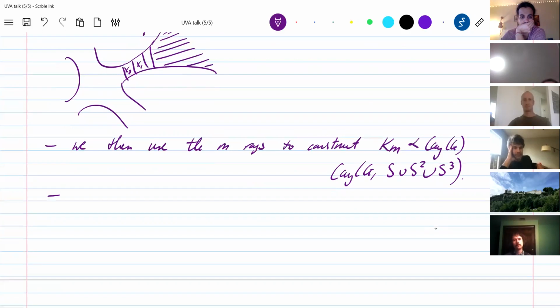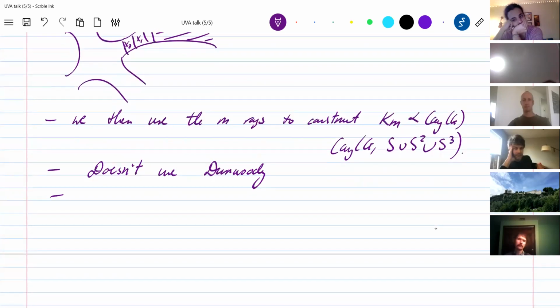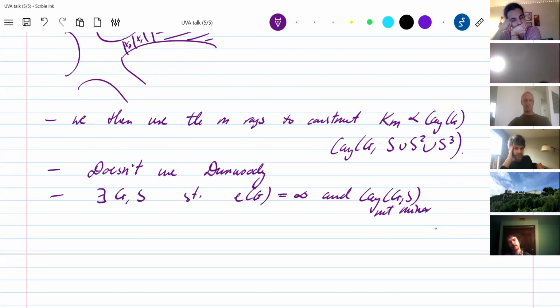And so this doesn't, as I said, use Dunwoody's accessibility, so that's nice. It also helps us answer what happens for infinitely many ends. So this tells us in particular that we do have some group and a generating set of that group such that the number of ends is infinite and the Cayley graph is not minor excluded. Okay, so in some sense we see a little bit of what happens for infinitely many ends as well.